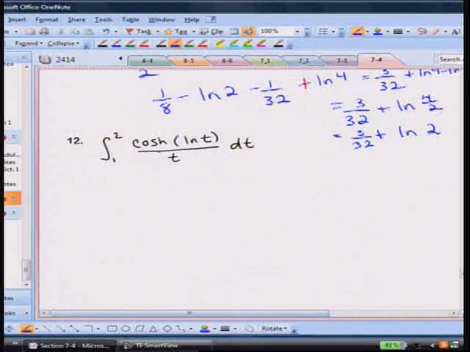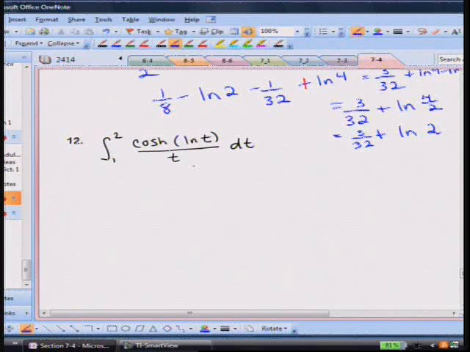Okay, it says the inverse hyperbolic cosine of the ln of t divided by t. Now, this one, I'm thinking that I'm not going to rewrite this one.